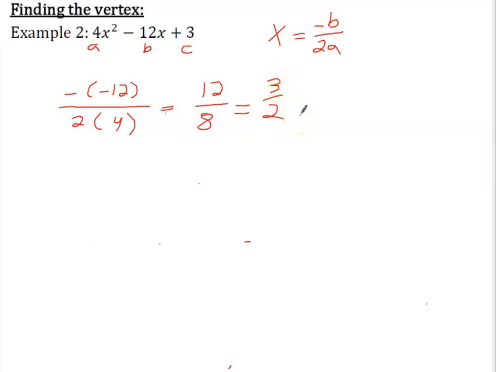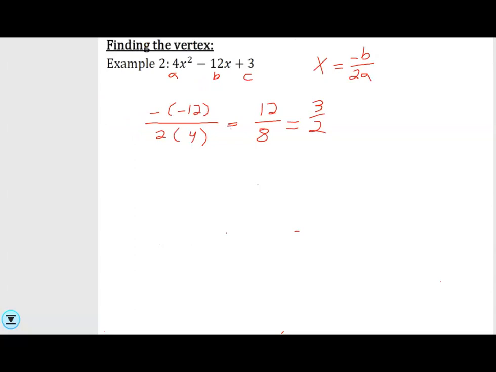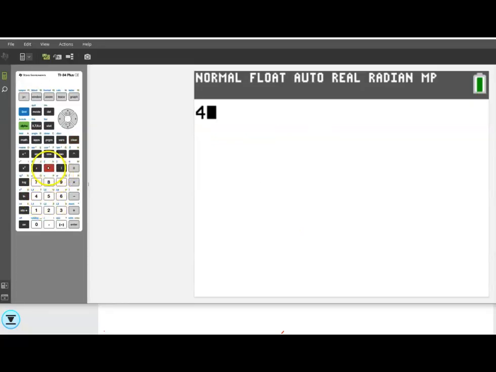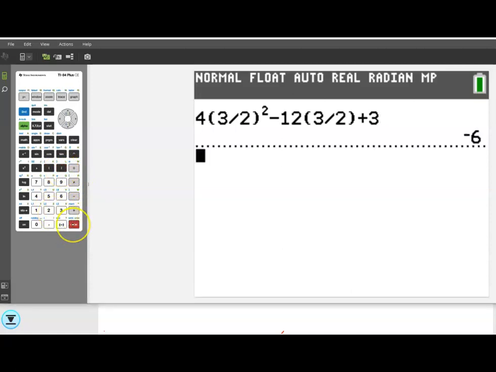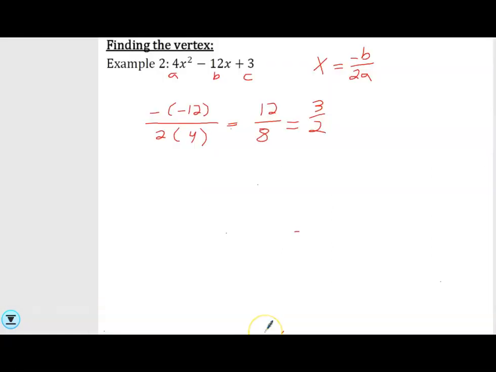Now what I'm going to do is grab my calculator and plug in those values, and that's going to give us our y coordinate. It's going to be 4 times 3 over 2 squared minus 12 times 3 over 2, plus 3. And when I get the answer, it's going to give me negative 6. So my vertex is going to be 3 over 2, comma, negative 6.